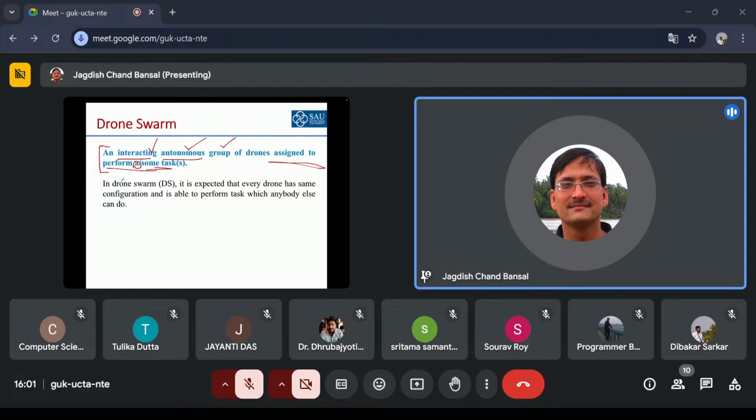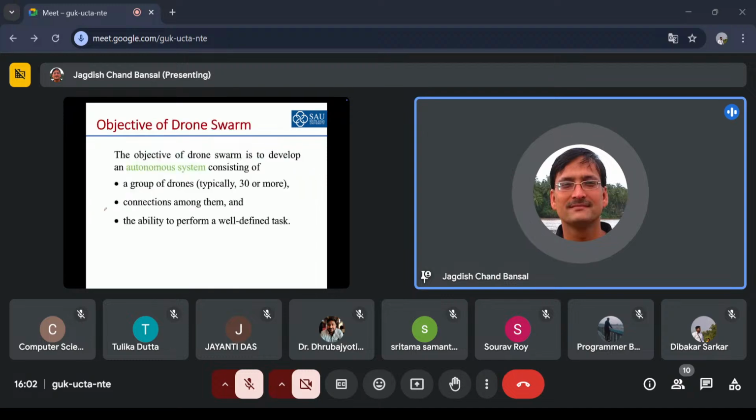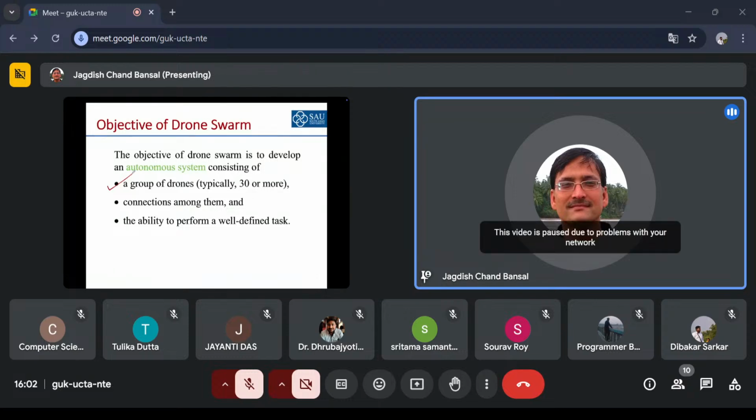Actually, this is another requirement of a drone swarm system, which I'll explain when I explain the classification of the drone swarm. So the objective of the drone swarm is to develop an autonomous system consisting of a group of drones, typically 30 or more. I said 10 drones, but that doesn't mean 10 is the optimal number. It is the minimum number. The optimal number is 30 or more. So you get better swarm intelligence if you have 30 or more drones in the group.